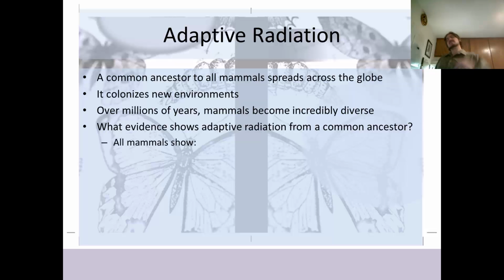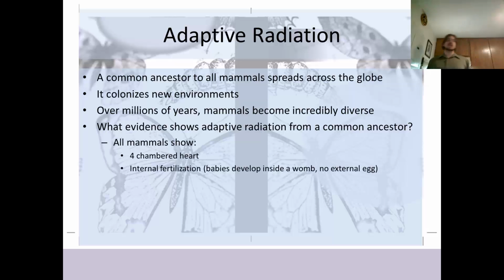Well, every single mammal has a four-chambered heart, internal fertilization, where babies develop in a womb or uterus, so there's no external egg, like reptiles and birds. All mammals have hair and fur, and all mammals have mammary glands for nursing their young, secreting milk. So from me to a mouse to a ferret to a whale to a dog to the Russian desman, we all have these common traits.